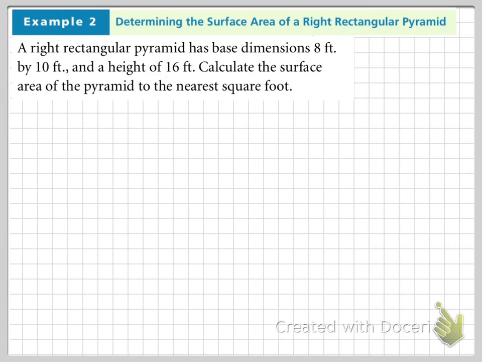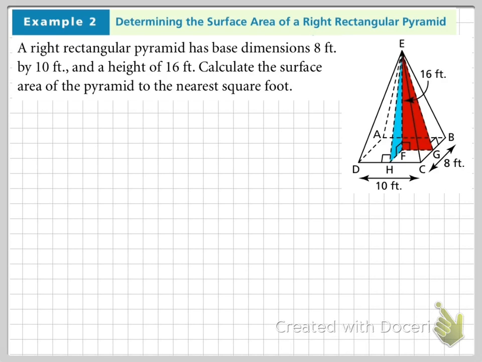In example 2, we're going to determine the surface area of a right rectangular pyramid. Now this is going to be a little trickier in this case because they're going to give us the height of the pyramid, not the slant height. We're going to have to work that out for ourselves. So here we go. First of all, we're going to draw a picture, and you're going to notice that the sides are 10 by 8.